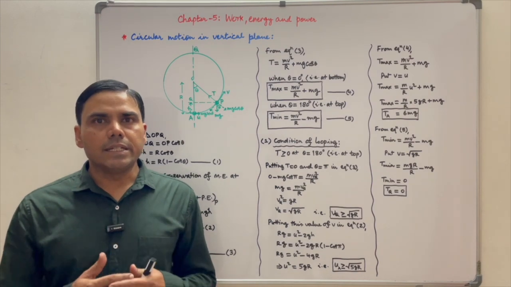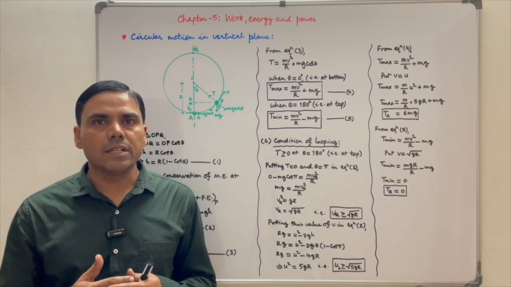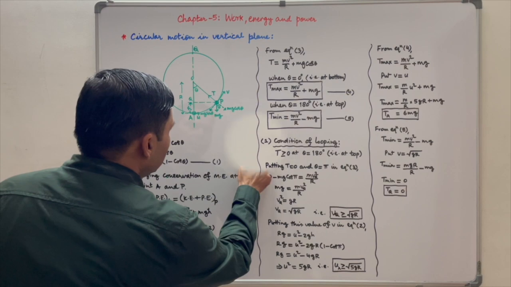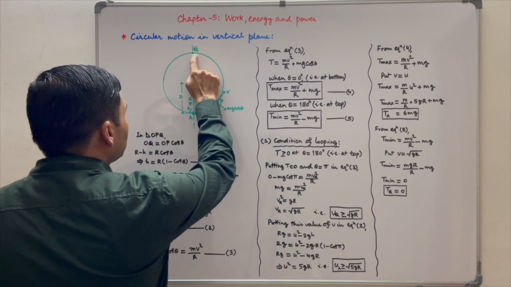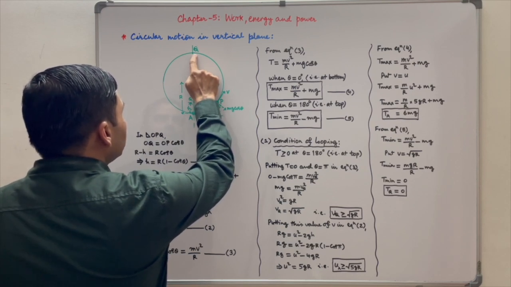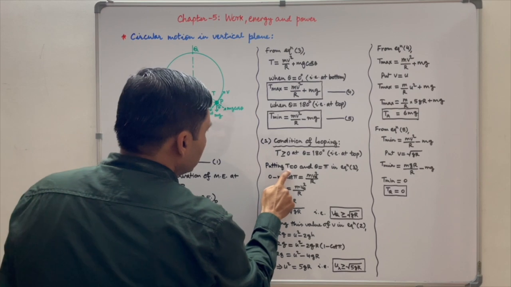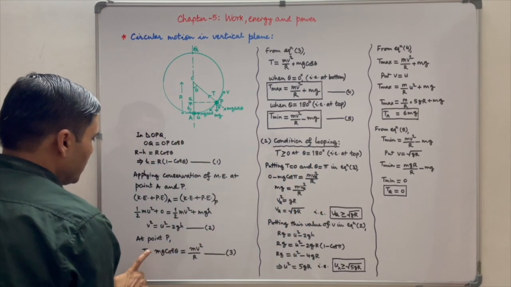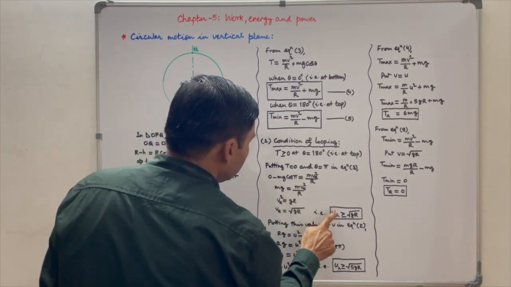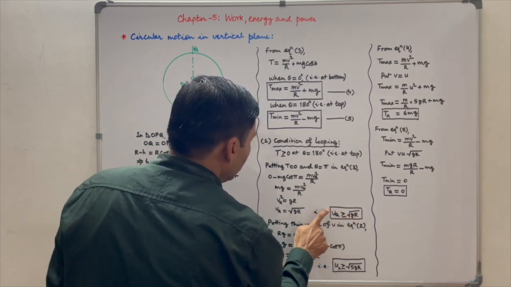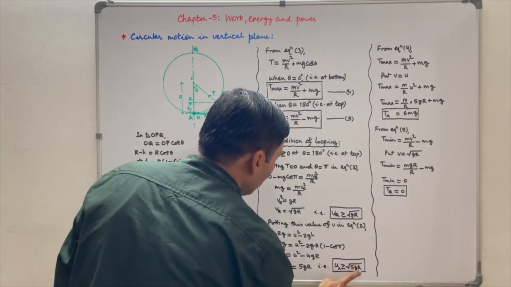Now let us understand three conditions: condition of looping, condition of leaving the circle, and condition of oscillation. First, condition of looping. In this condition, the particle must be able to complete the loop. That means even at the highest point, the string should not slack. So tension in the string at the highest point should be greater than or equal to 0. Put T is equal to 0 and theta is equal to pi in equation number 3. This gives mg is equal to mv square upon r, or v is greater than or equal to under root gr. Put this value of v in equation number 2. That gives u is greater than or equal to under root 5gr.